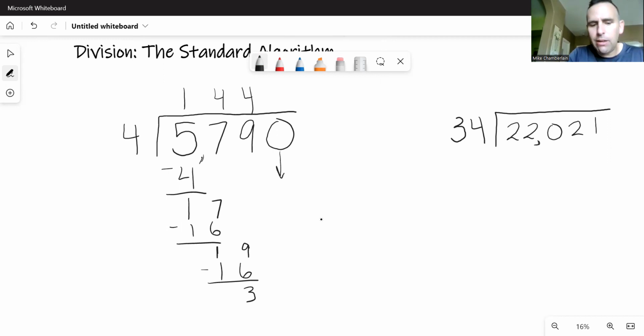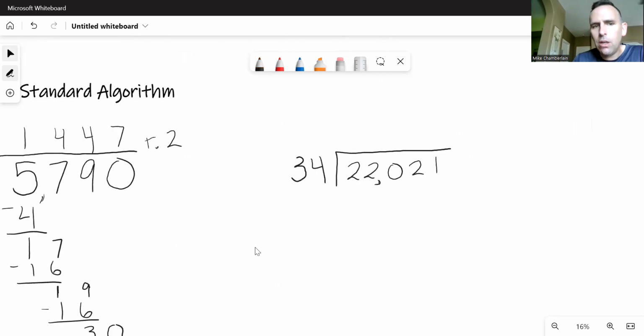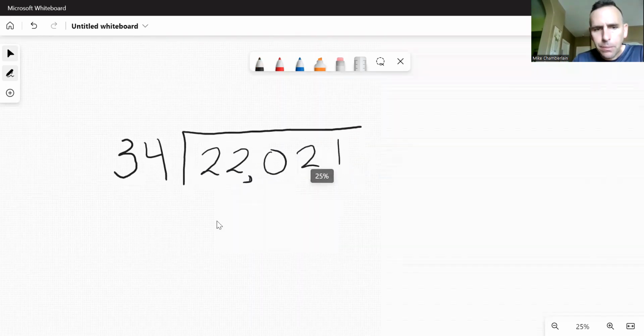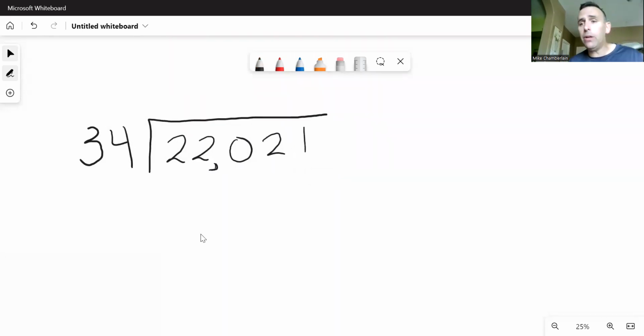And lastly, I don't want to forget the ones place. Bring down the 0. How many times does 4 go into 30? And that would be 7 times, because 4 times 7 is 28. And then I'm out of digits. I'm finished in the ones place. So that's my remainder at the bottom. So I could write that up here, remainder 2. Answer: 1,447, remainder 2.